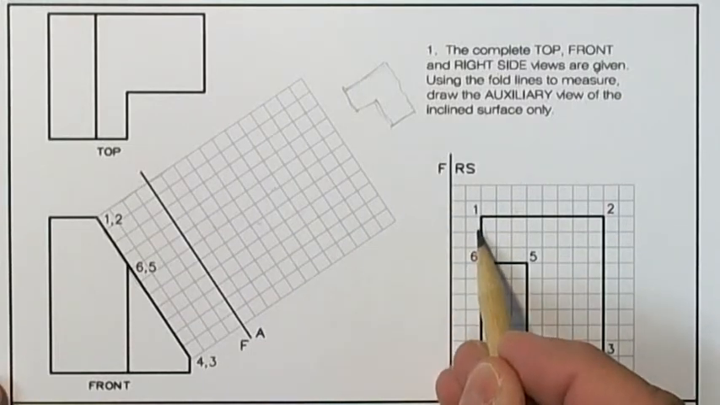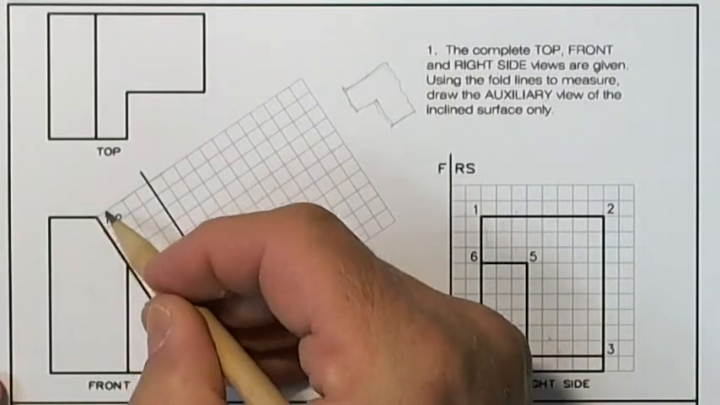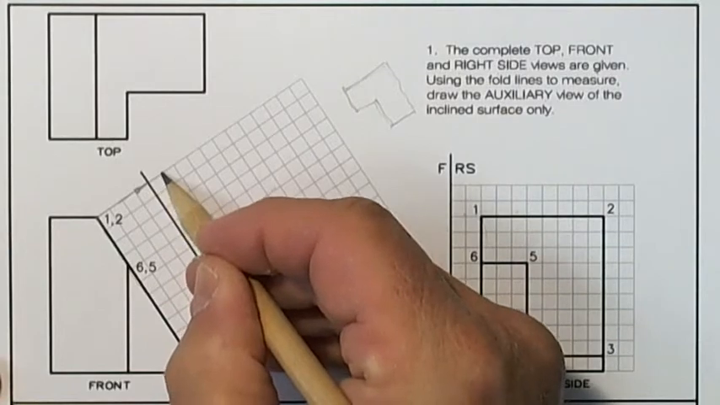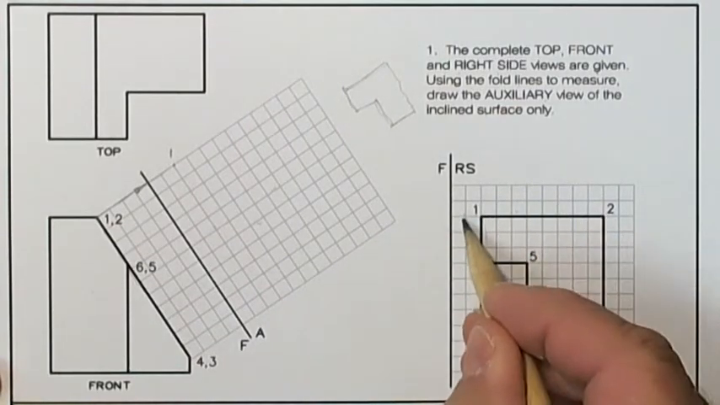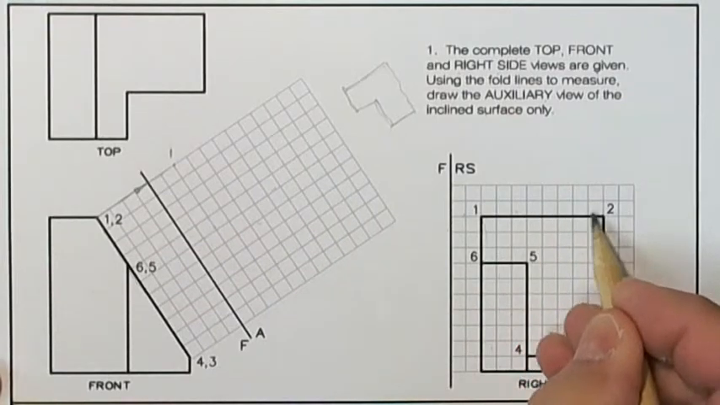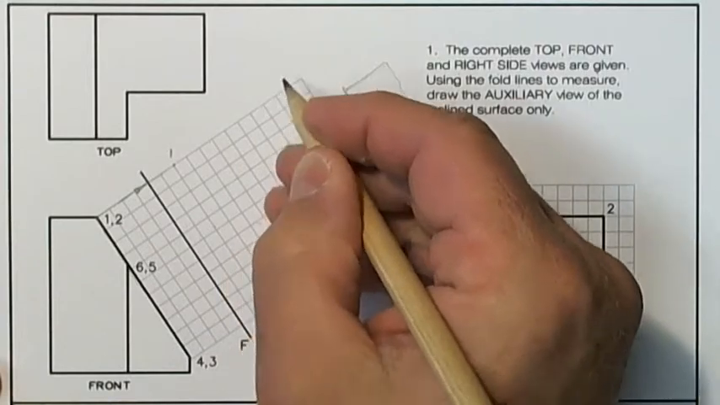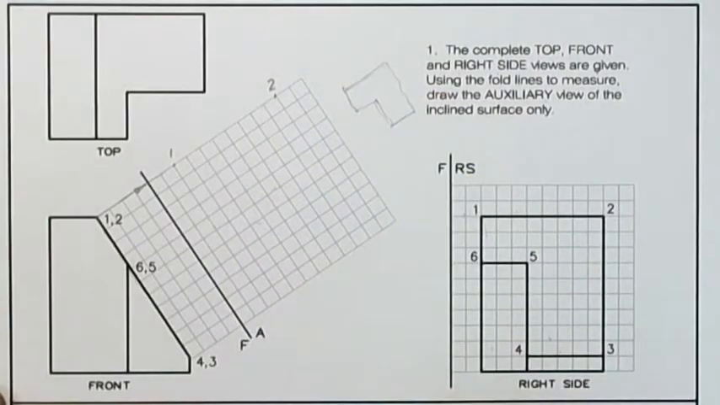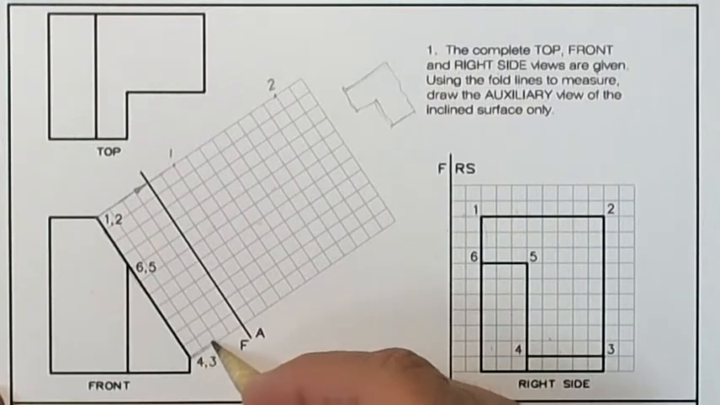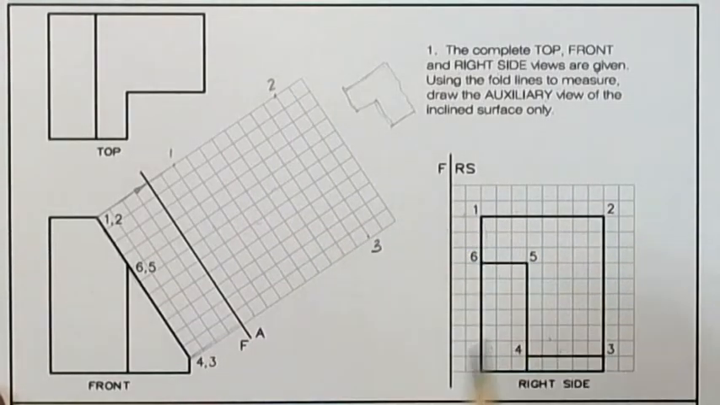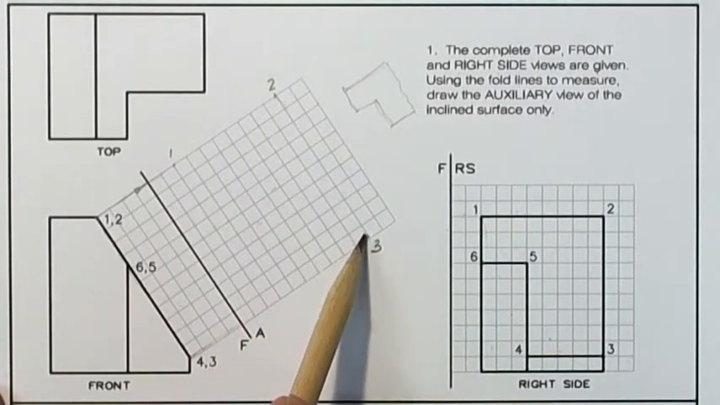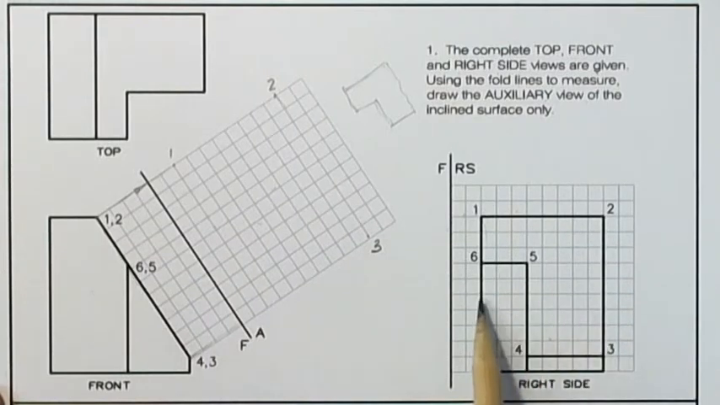So from the fold line back, it's 2, 1, 2. So for point 1, 1, 2, and I'll label that as point 1. Point 2 from the fold line, 1, 2, 3, 4, 5, 6, 7, 8, 9, 10. And that's point 2. Point 3 is also 10 from the fold line. And I notice that the line 2, 3 is parallel to the fold line, just like the line 2, 3 here, parallel to the fold line.